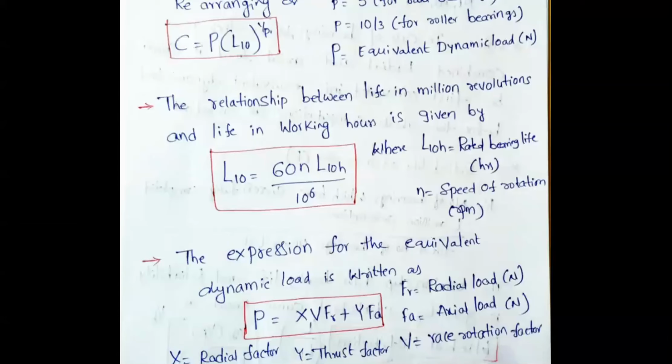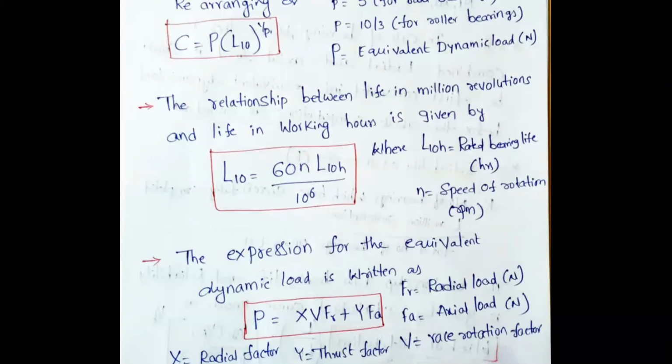Equivalent dynamic load means P equal to X into V FR plus Y into FA. Right? In place of P, some other textbook you are having W or any other notation. But the title is very, very important. Equivalent dynamic load. P is equal to X into V FR plus Y into FA.